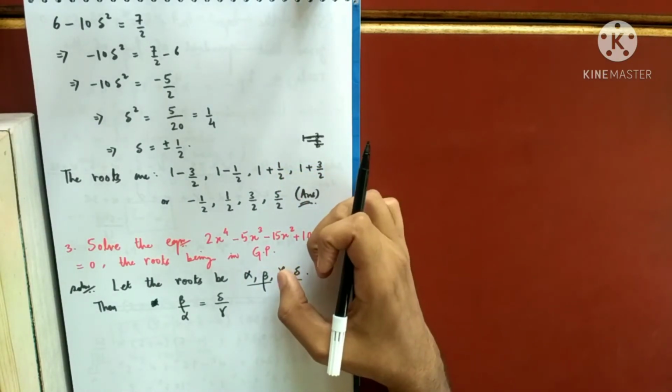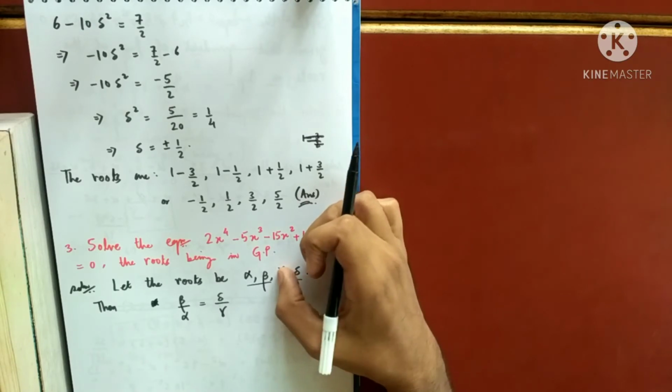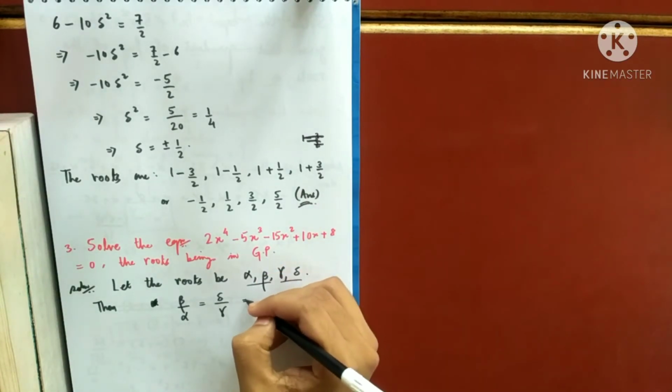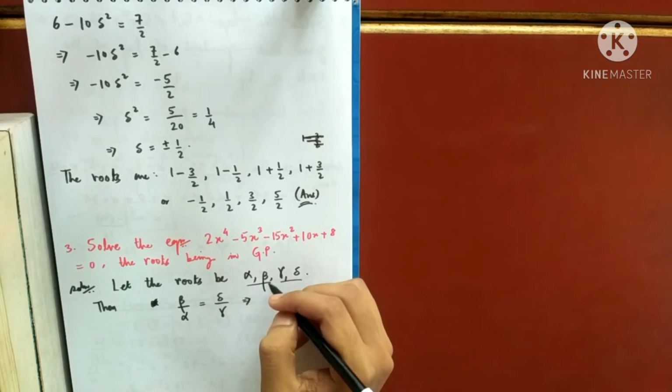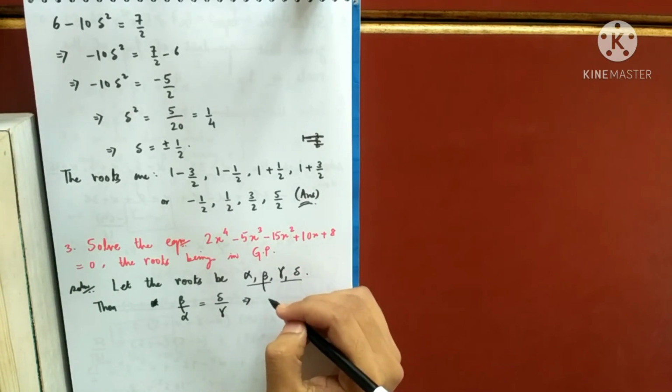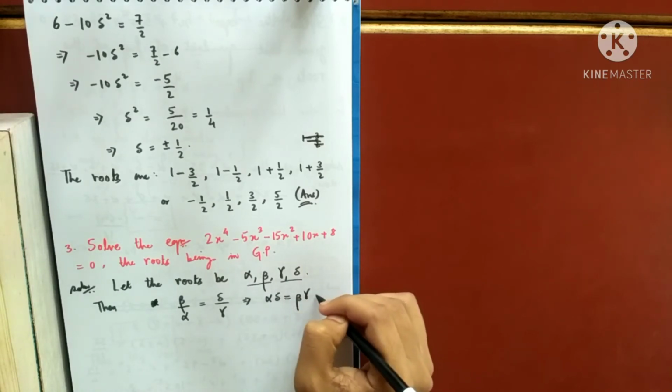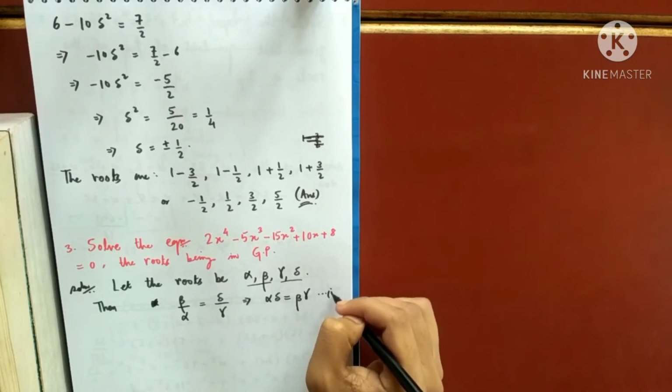Even you can also write that gamma by beta is also 1. But I am just using that. So what can I say from here? That alpha into delta is same as beta into gamma. So this is my sum equation 1.